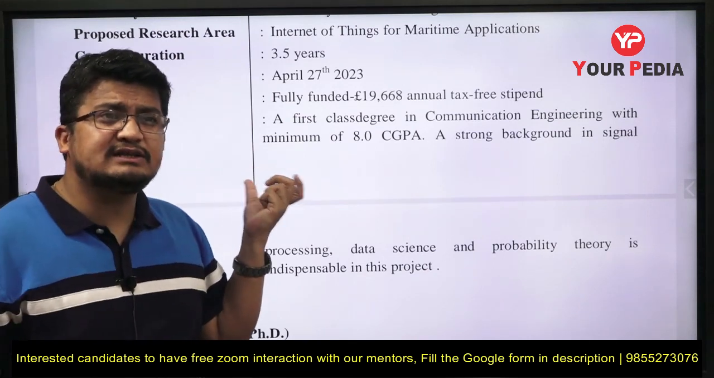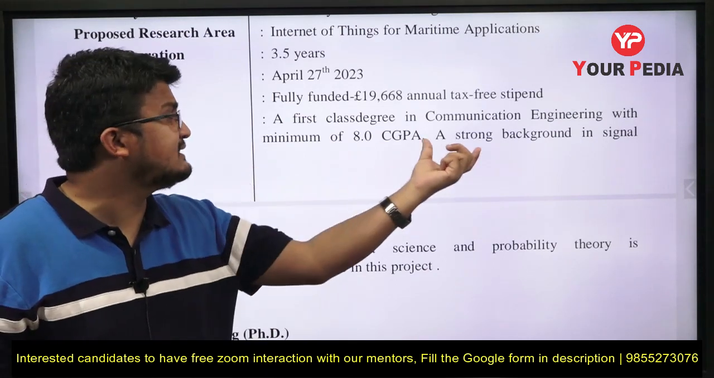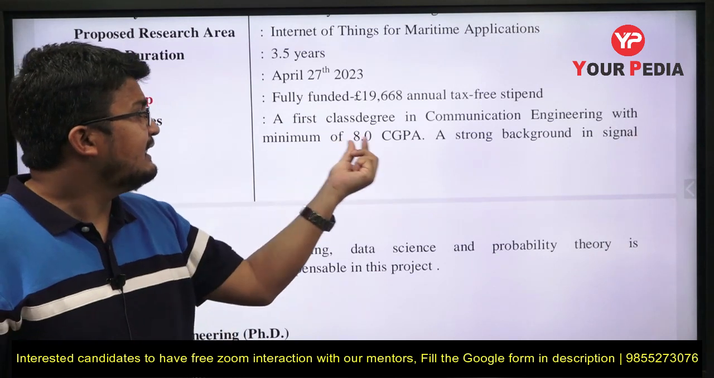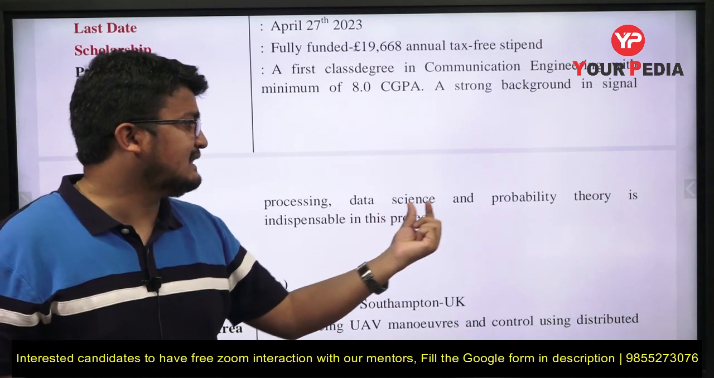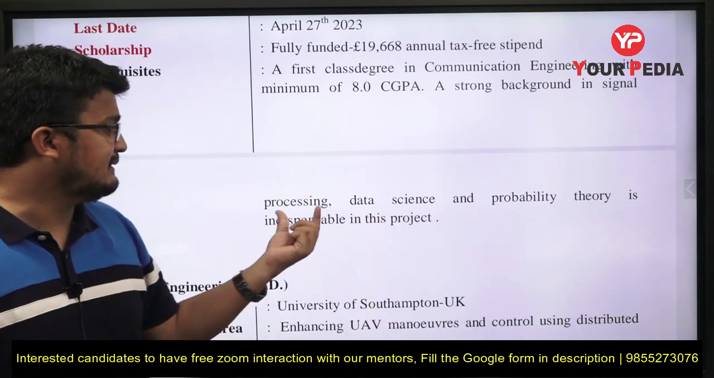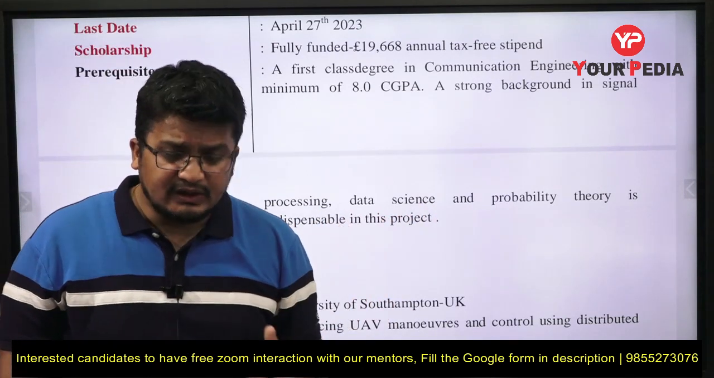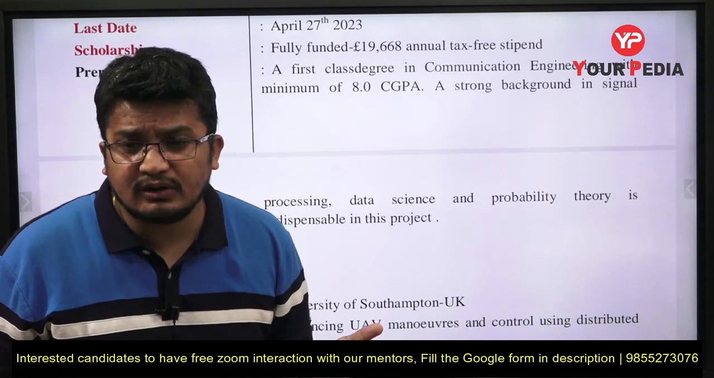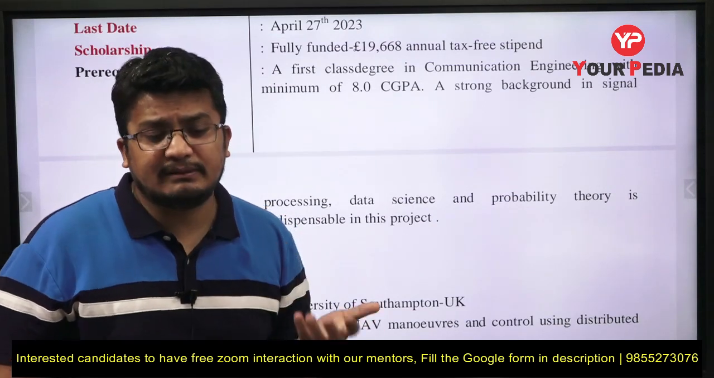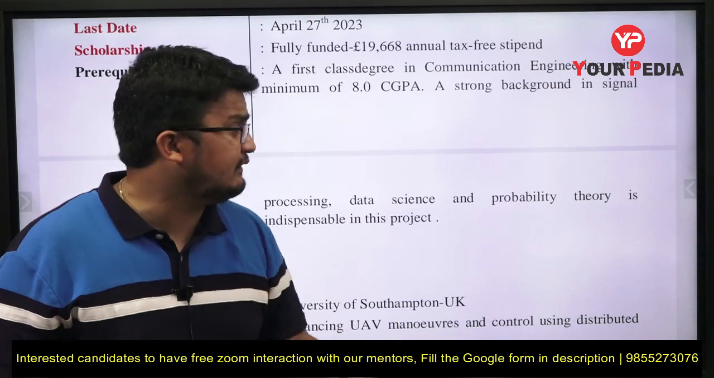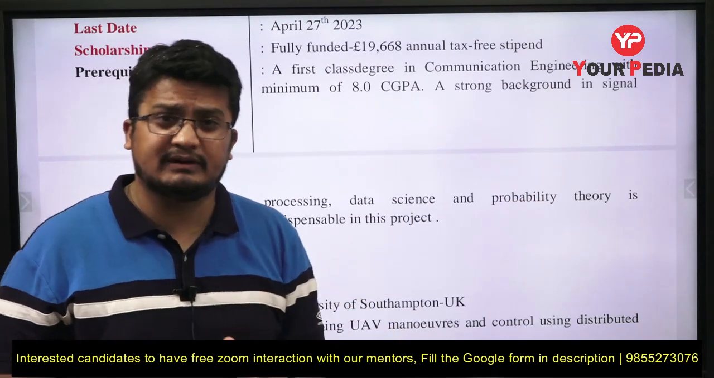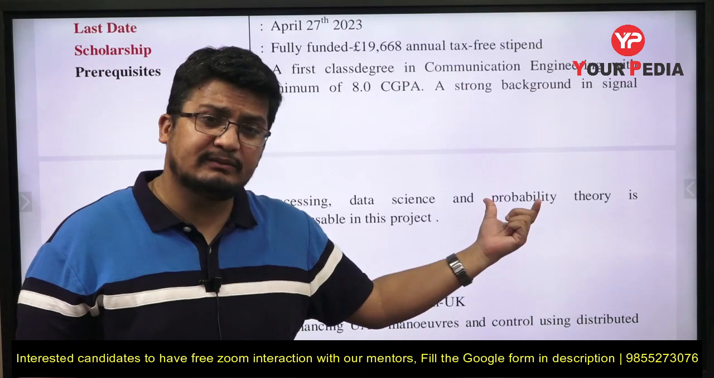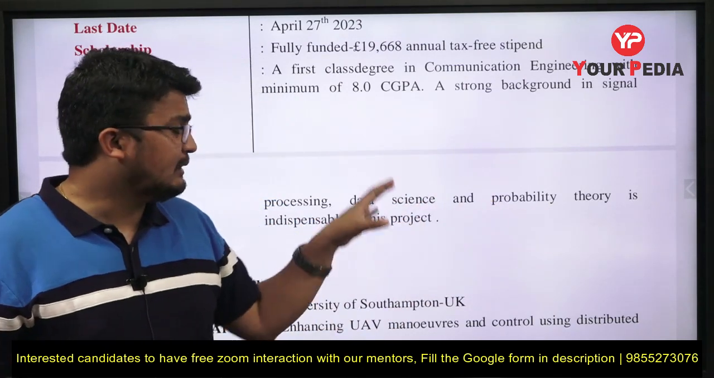The prerequisite is a first class degree in communication engineering with a minimum of 8 CGPA. A strong background in signal processing, data science and probability theory is indispensable in this project. See, if you believe you have some prior hands-on experience with Python, and you have done some good mathematics courses during your bachelor's, then definitely, if probability is among them, I believe you must be in a suitable position to apply for this position.